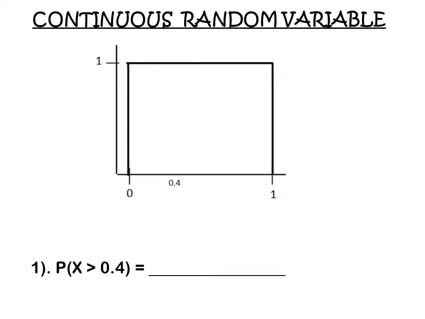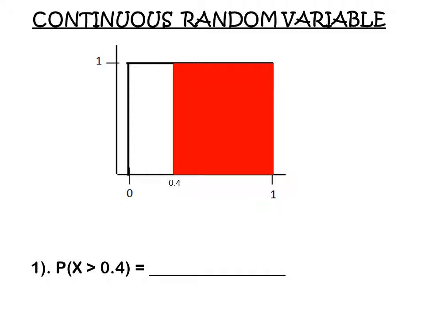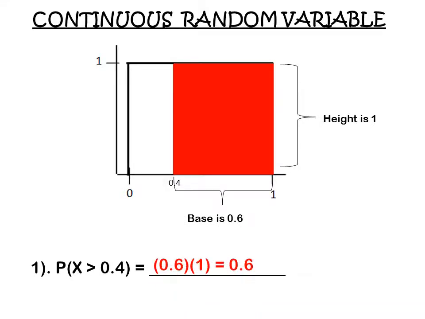So the probability of finding greater than 0.4 means that we are finding 0.4 on our x-axis and shading everything to the right. To find the area of this, we know the height of this rectangle is 1, the base is 0.6, so the probability of getting larger than 0.4 is 0.6.